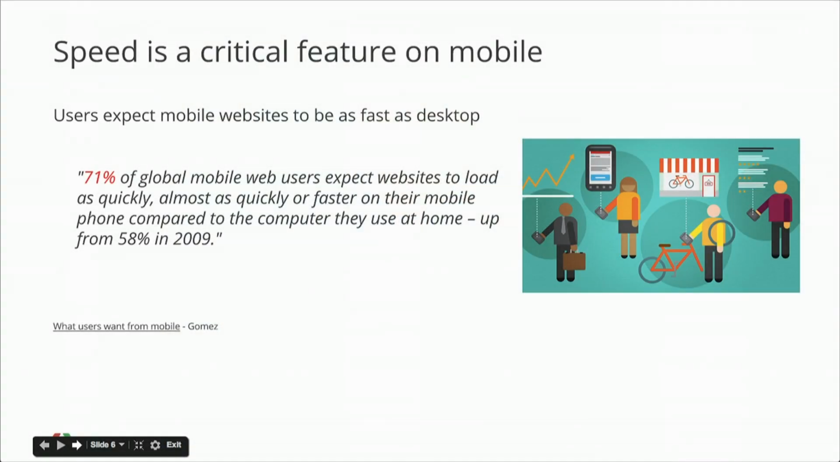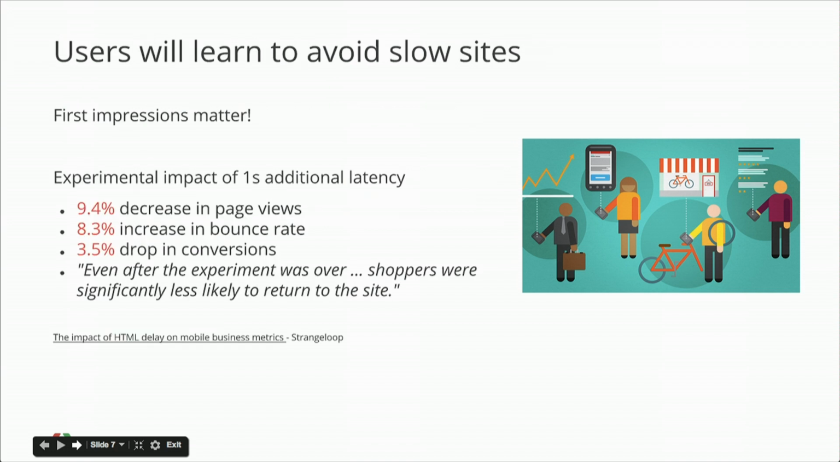So we all know that connection speed on mobile, 3G or 4G, is slower than your average connection speed on desktop. However, users on a mobile device actually expect the sites to load as fast or even faster than what they have on the desktop. So there's a problem. More than that, users of mobile sites actually learn to avoid slow sites.